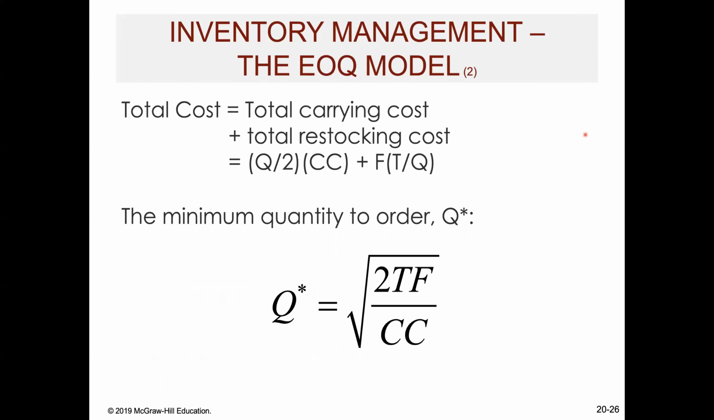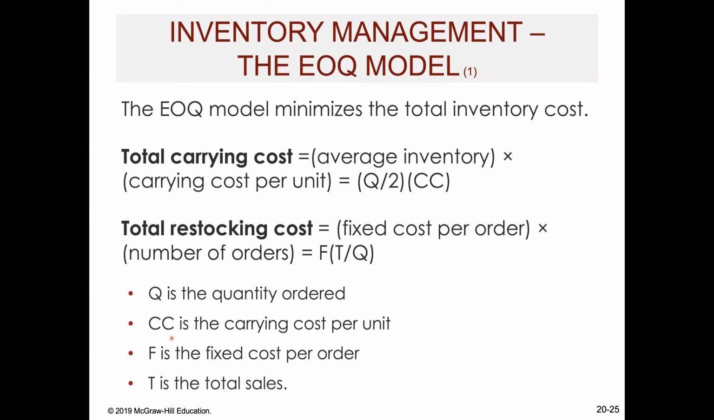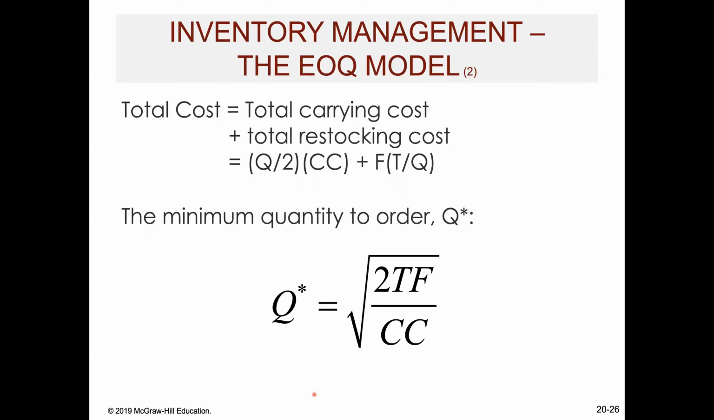to order. Okay, so what we've got is the total cost, which equals our total carrying costs plus our total restocking costs. So we've got both of these formulas added together. And then what we want to do is get Q by itself. In order to do that, we rearrange it using algebra. We've got the minimum quantity to order, Q star. Q star is the square root of 2 times T times F divided by CC. And on the previous slide, Q is the quantity ordered, CC is the carrying cost per unit, F is the fixed cost per order, and T is the total sales.